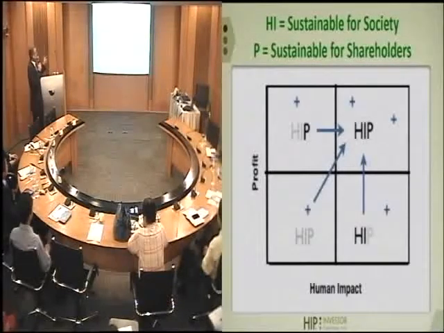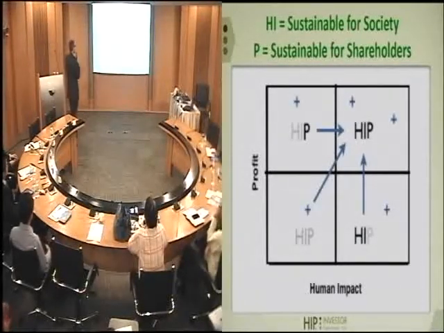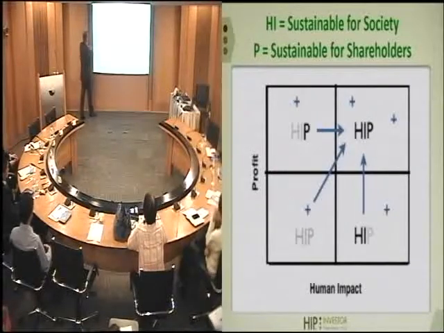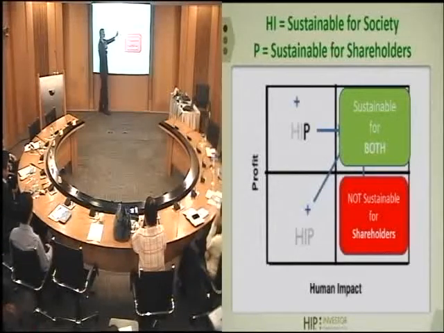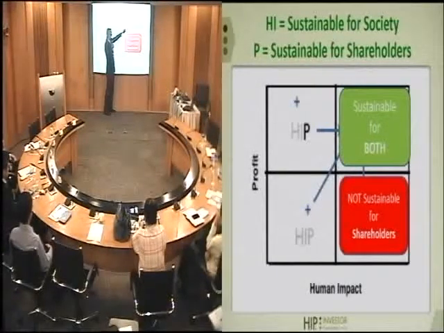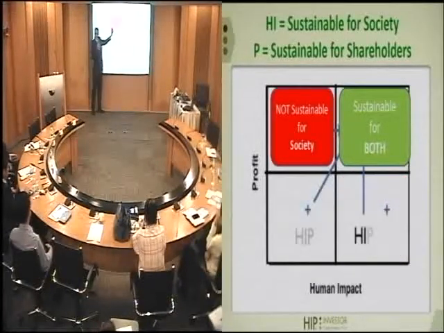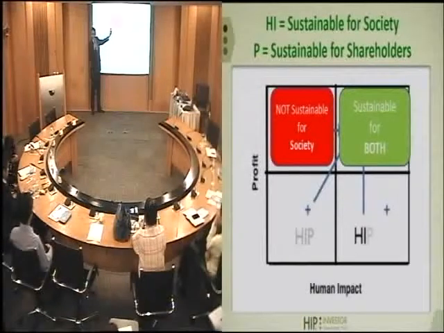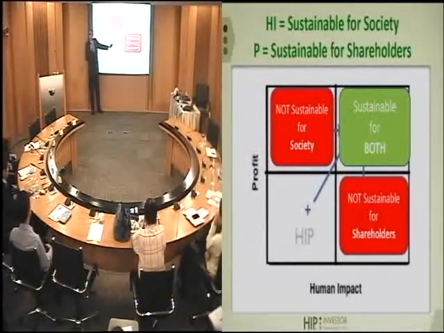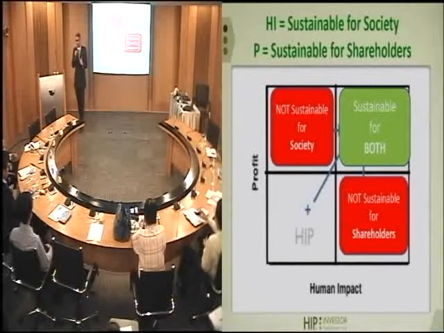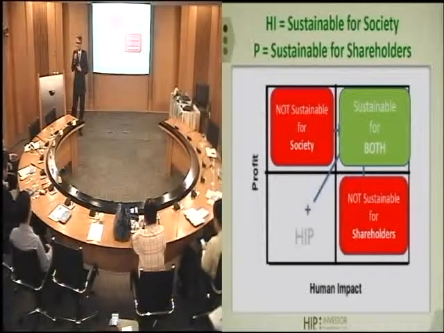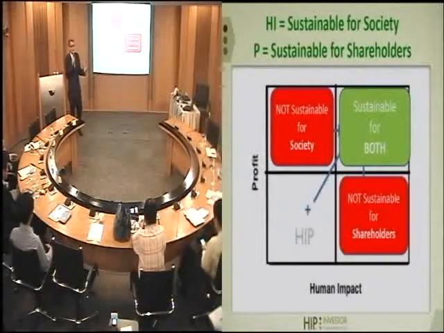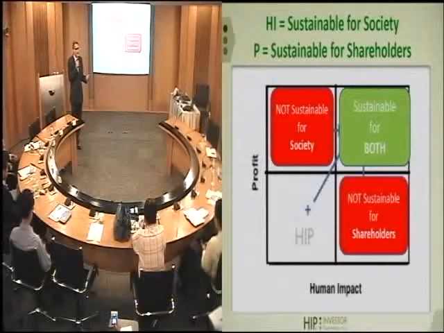So the HI, the human impact, is sustainable for society and stakeholders, and the profit is sustainable for shareholders. So when you're here, you're sustainable for both. Like we talked about here, this may not be sustainable for shareholders, but this is not sustainable for society. So being able to understand your own sustainability and plot it against competitors, that's one framework that you can use in the boardroom or in strategic planning.